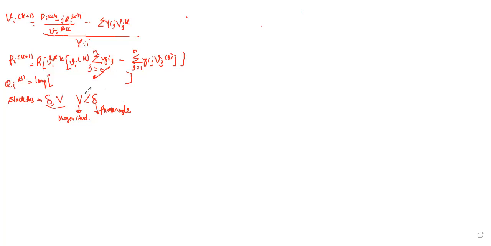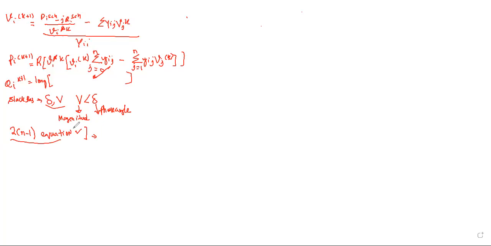Since both the components of voltage are specified for the slack bus, we will have 2n minus 1 equations. Equations will be generated because both the components are there, on the sending end as well as the receiving end. So you don't need to worry about this. This is for your information.